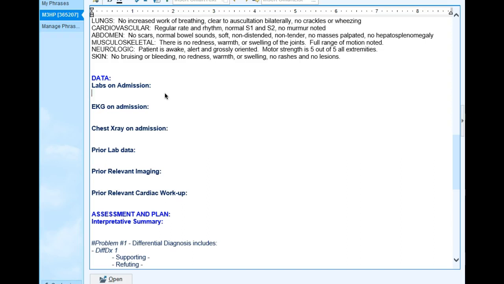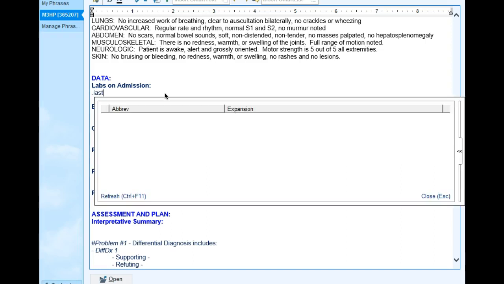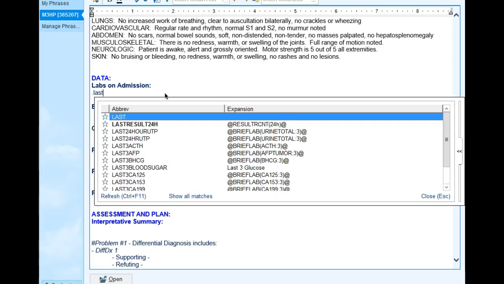For labs on admission, you don't have to write in everyone manually. I'm a fan of last 24-hour results, which will give you everything that has resulted in the last 24 hours in terms of lab data. It will also include EKGs, which I manually take out. We'll talk about that in a second. But usually whatever has happened in the last 24 hours is relevant to the patient's chief complaint, so certainly should be included.